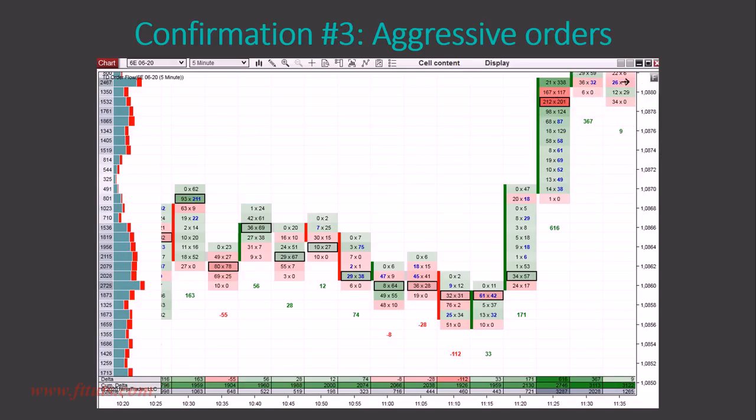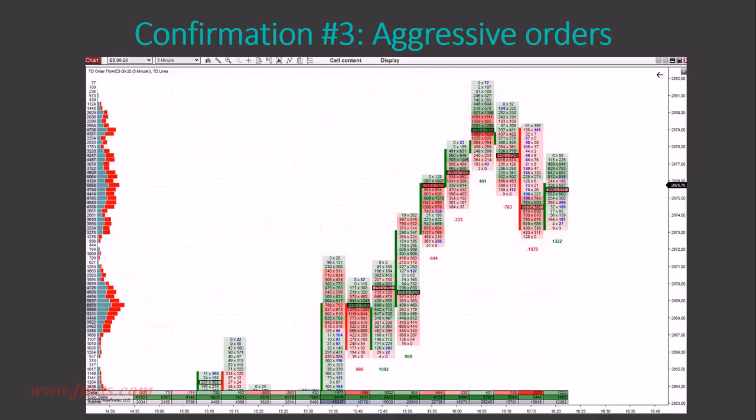Alright, so be really careful if you see aggressive buyers or aggressive sellers going against your position, against your support or resistance. It's always best to avoid such a trade.